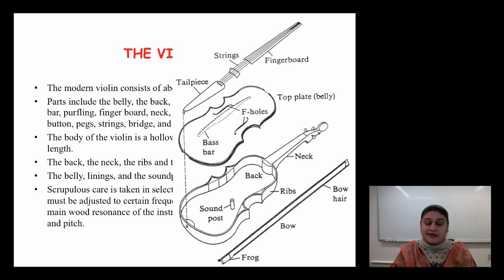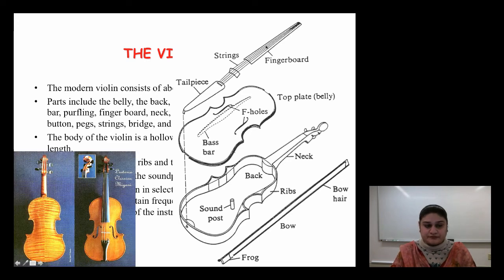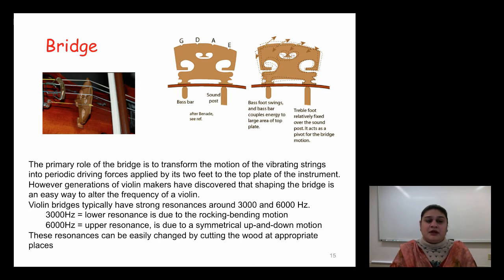If you wanted to look at a violin decomposed, this is pretty much what it would look like. The top half, the bottom half, the bow, and the fingerboard. The primary role of the bridge is to transform the motion of a vibrating string into periodic driving forces applied by its two feet to the top plate of the instrument. However, generations of violin makers have discovered that shaping the bridge is an easy way to alter the frequency of a violin. Violin bridges typically have strong resonances around 3,000 and 6,000 hertz. These resonances can easily be changed by cutting the wood at an appropriate place.